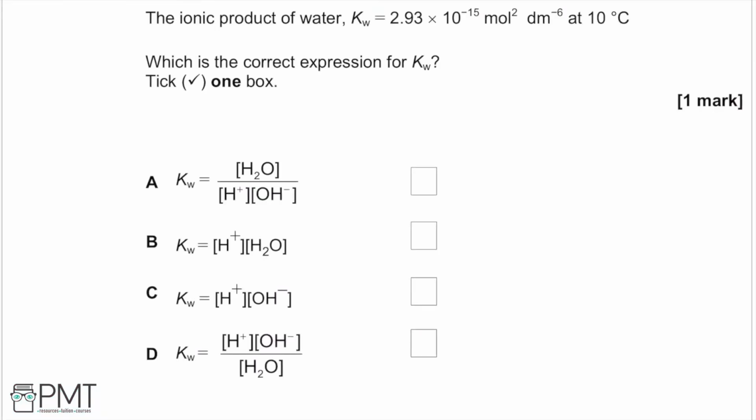This next question is to do with the ionic product of water, which is stated as a value of 2.93 times 10 to the minus 15 at 10 degrees Celsius. Now, water dissociates into hydroxonium ions and hydroxide ions, so an equilibrium exists, which is H2O plus H2O goes to H3O plus OH minus. Now, if we remove one H2O from both sides, this simplifies to H2O goes to H plus OH minus.